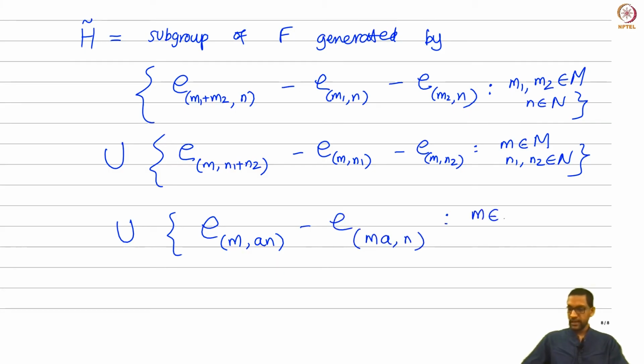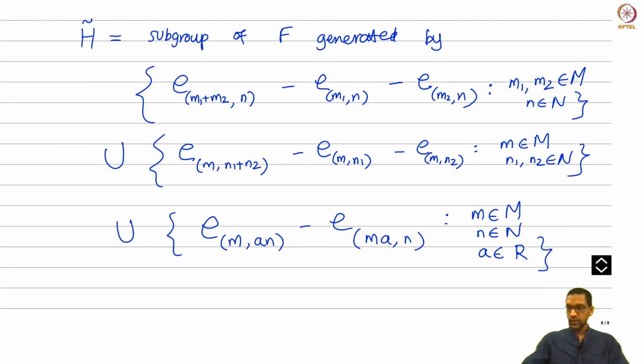So this is for all m in M, n in N, and now a comes from the ring R. This is the key thing, that now the elements of the ring R are involved in this. This H tilde is different from the previous H, in the sense that the previous one only involved the first two subsets. This also has this third additional set of elements. As before, it's a subgroup. F is abelian, so this is a normal subgroup, so I can look at the quotient, which is what we did here.